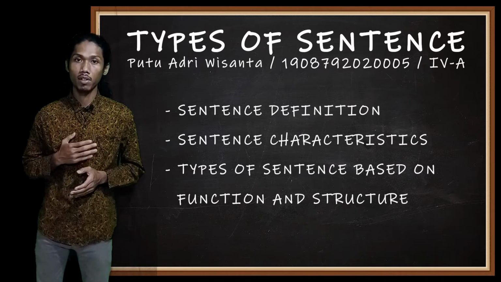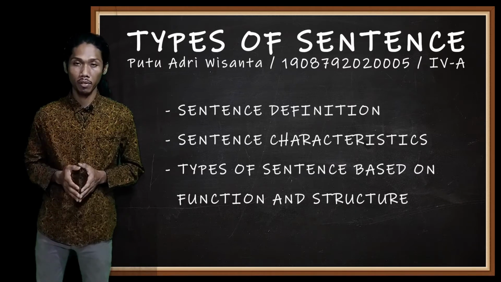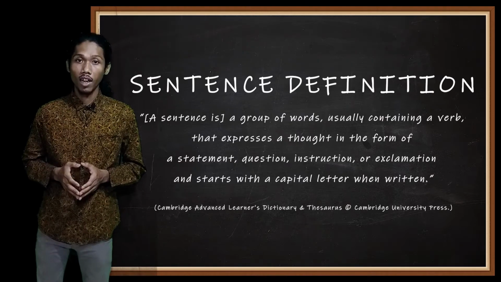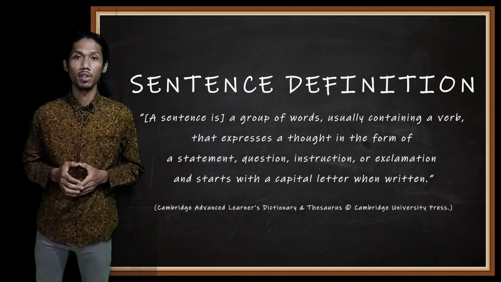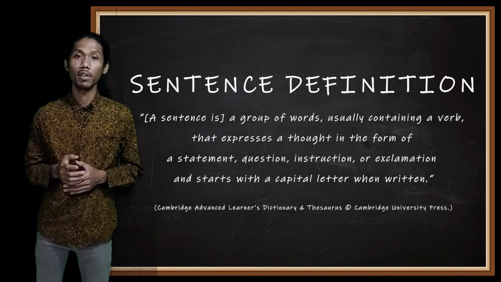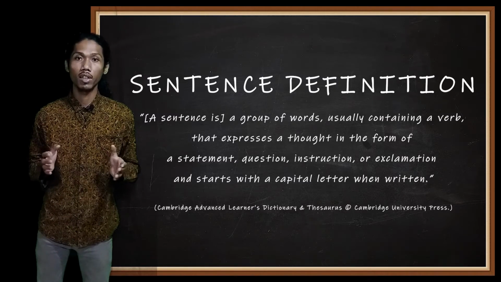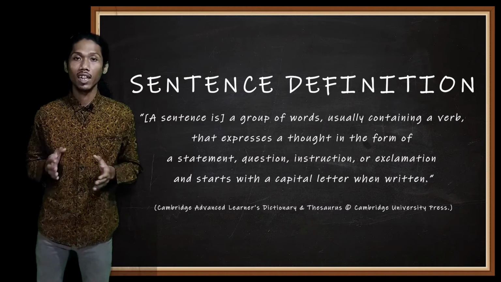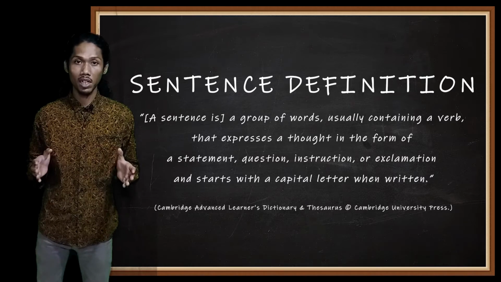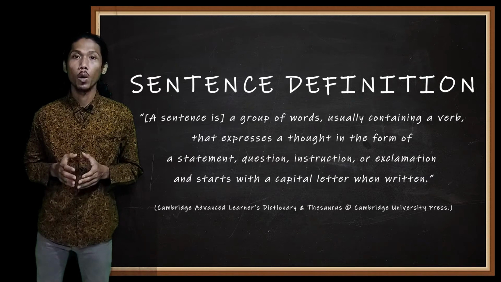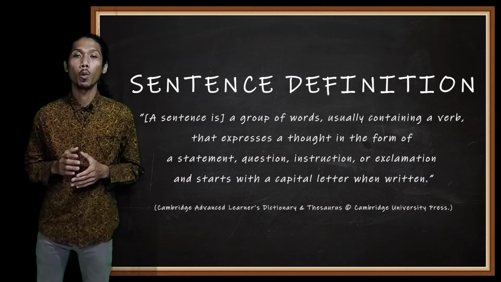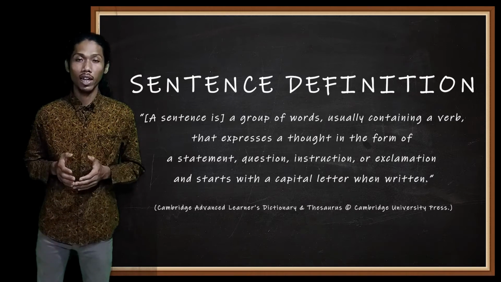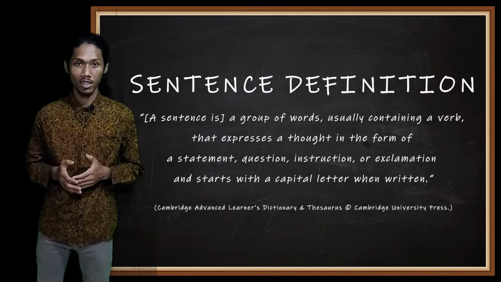Okay, let me first give you a brief overview of sentence definition. A sentence is a group of words usually containing a verb that expresses a thought in the form of a statement, question, instruction, or exclamation, and starts with a capital letter when written. Now, let's take a look at the sentence characteristics.